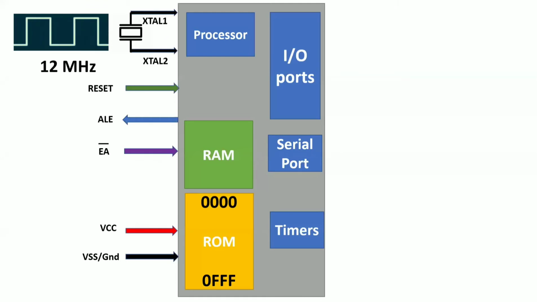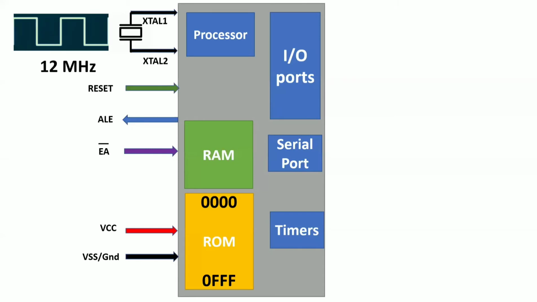In 0FFF, there are 12 ones. That means we have 2 power 12. 2 power 12 means 2 power 10 into 2 power 2. 2 power 10 means 1 KB, and 2 power 2 means 4. So that means 4 KB of internal ROM. That's why the starting address is 0000 and the ending address is 0FFF. Why 4 hexadecimal digits? Because the size of the address bus is 16 bits, that's why we represent the address with 4 hexadecimal digits.